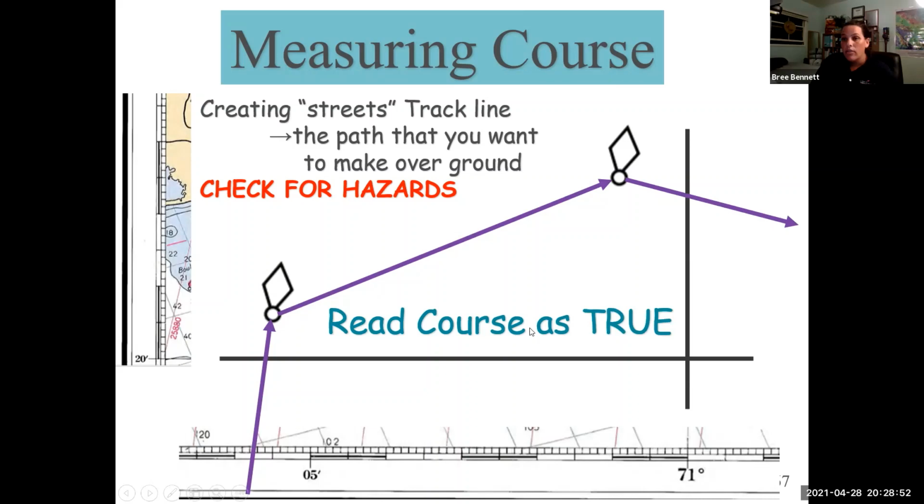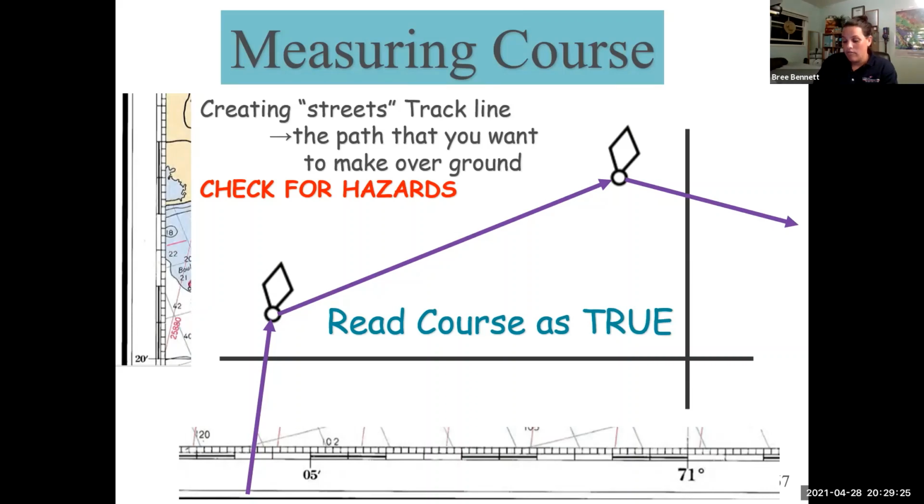Anything that we put on the chart or anything that we read from the chart is going to be in true, and that's in degrees. So we have our true compass, we have magnetic compass, and we have a ship's compass. So we have 3 different compasses, and we're going to dive into that next week. Next week is all about compass error and differentiating between our 3 types of compasses.